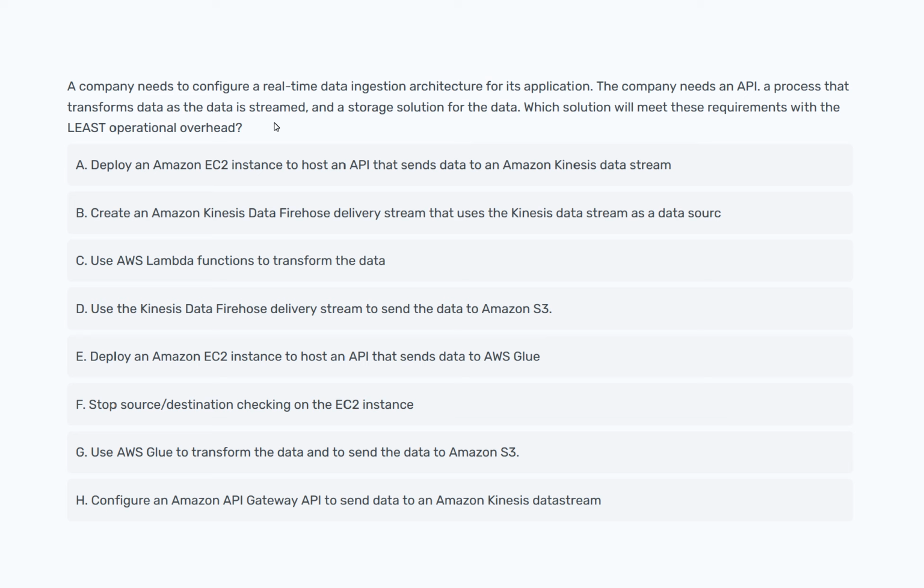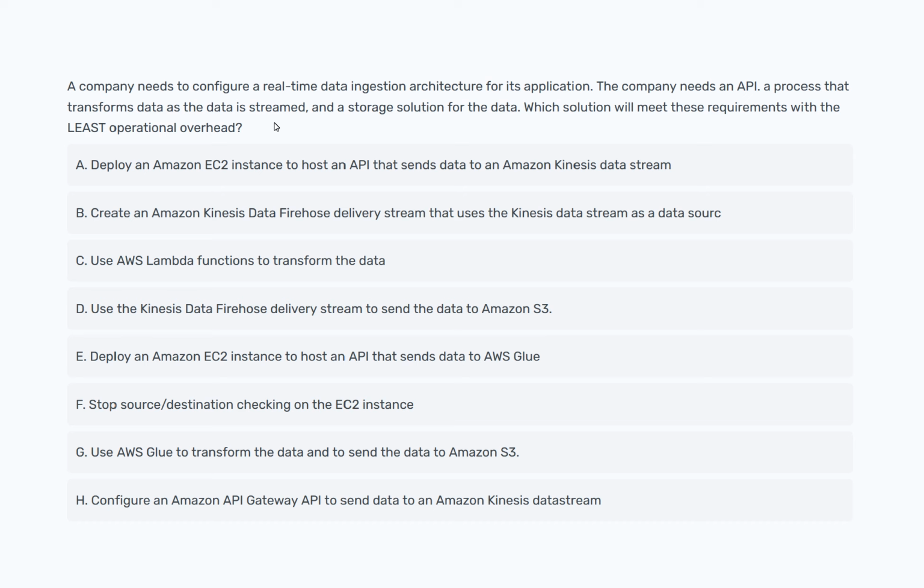Remember we were talking about these ones, like Kinesis, Firehose, and then ETL Glue, and all other data combination processing, EMR might be one of them, and a storage solution for that data. The data lake might be S3 buckets, S3 storage, or possibly we can put it into a Redshift database. Okay, which solution will meet these requirements with the least operational overhead?